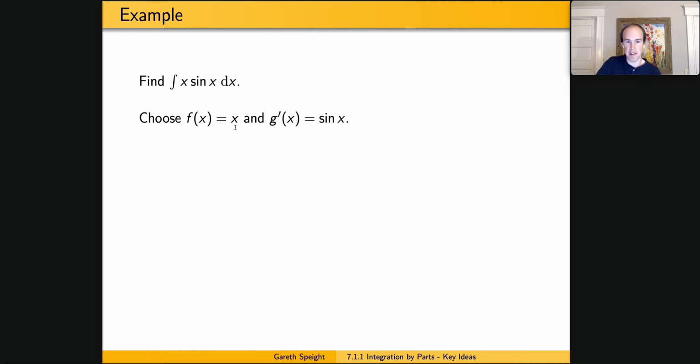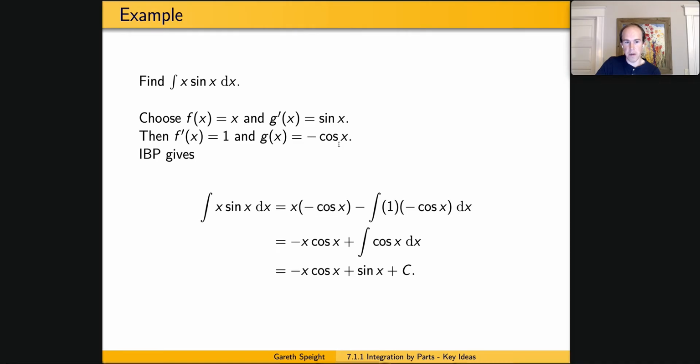So let's choose f of x to be x. And let's choose the derivative that we're about to integrate, g prime of x, to be sine x. So we're going to differentiate the x, integrate the sine x. Okay, we fill in the boxes. f prime is going to be 1. g of x is going to be minus cosine x. Right, if we integrate sine x, that's minus cosine x. Okay, and then we want to use the integration by parts formula. So if you remember what the formula was, integral of f times g prime equals fg minus the integral of g times f prime.